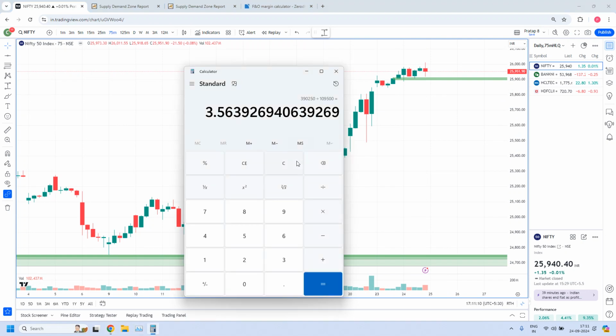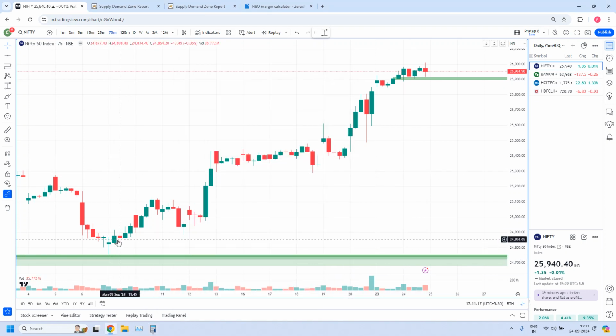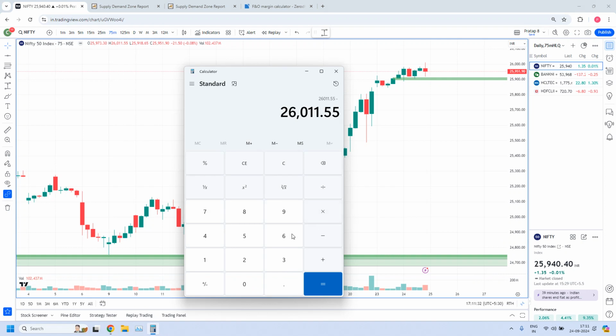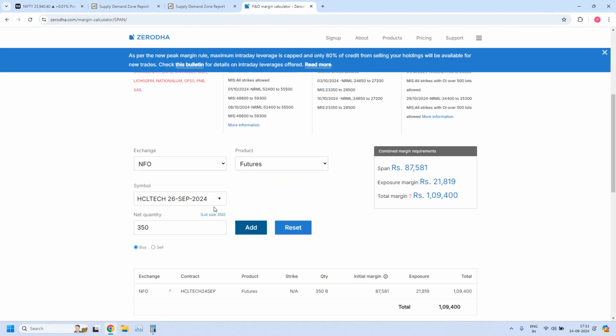26,011.55, minus what is the entry here, at the low of this candle. The actual price went a little inside the zone, but let me calculate approximately till the low. The low of this candle is 24,753.15. It has given you 1,258.4 points. And the Nifty is a 25 lot size, right?